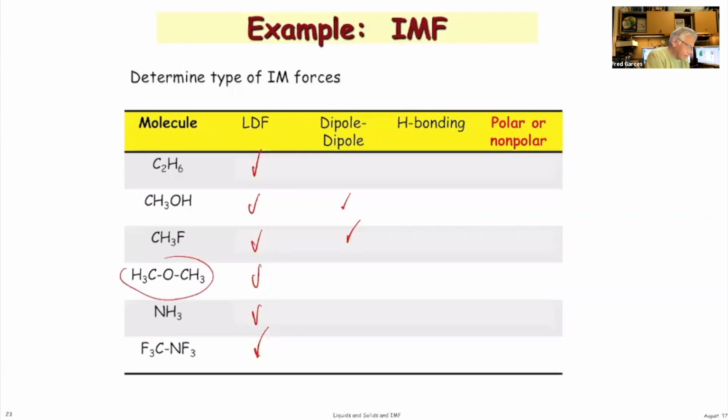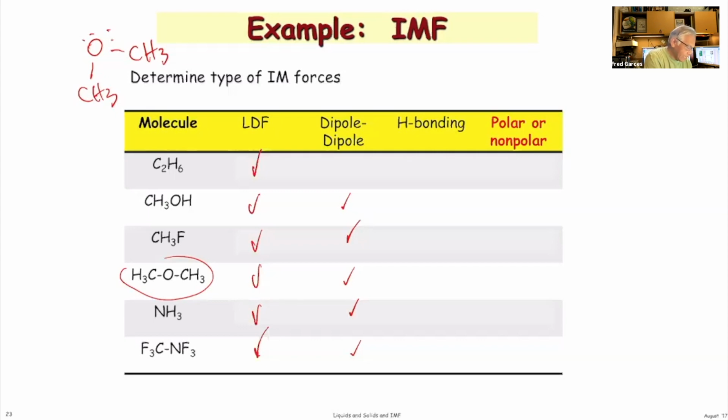Why? Well, this is actually polar because it's bent. This is polar and this is polar. The reason why this is polar is because of the oxygen; you have to know the molecular geometry, and it's bent. It's bent like water. So all of these are polar.